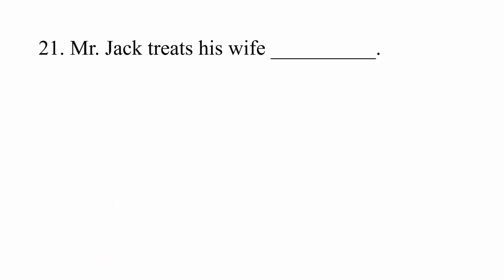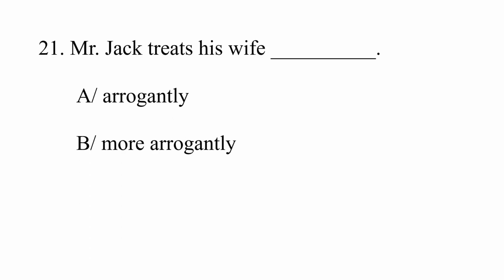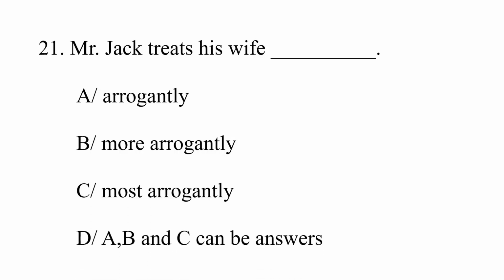Question number 21. Mr. Jack treats his wife dash. A, arrogantly. B, more arrogantly. C, most arrogantly. D, A, B, and C can be answers. The answer will be A, arrogantly.